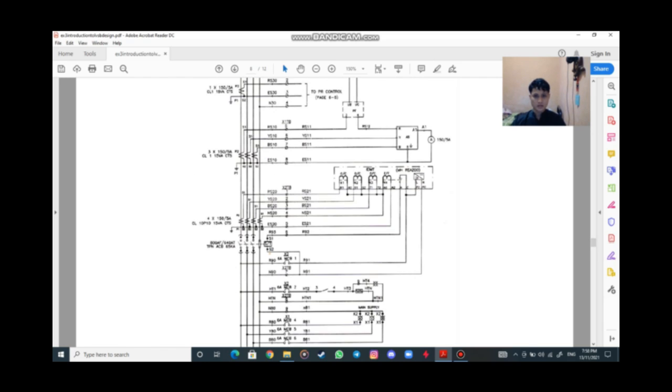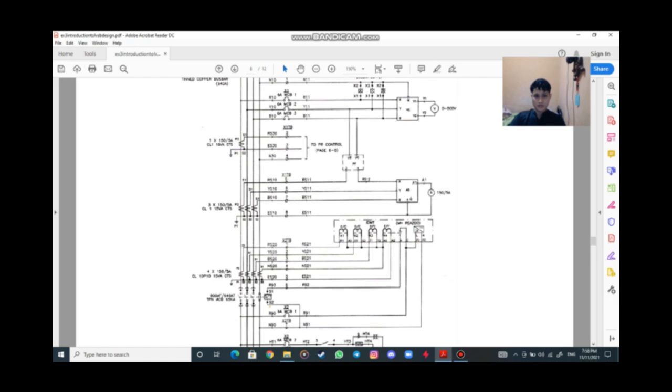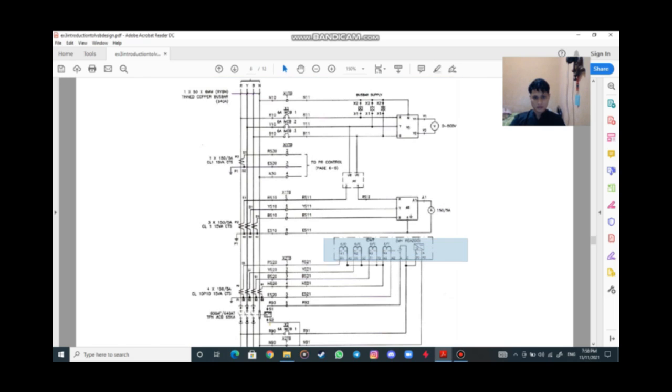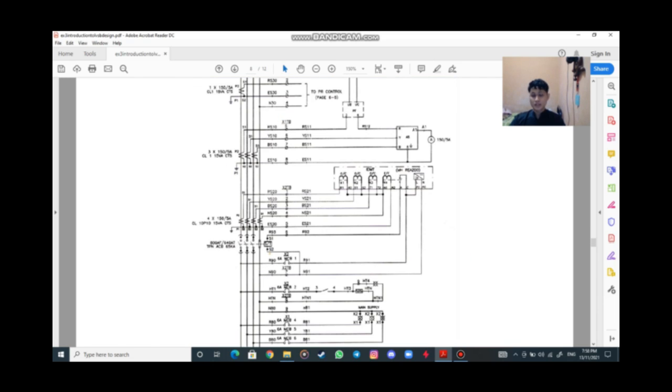Where is the current emitter? Okay. And then we connect to the PR control. This is the PR control. Wherever we have CT, it will connect to the relay. This one is the relay. When they connect to the relay, it must step down to fast end.